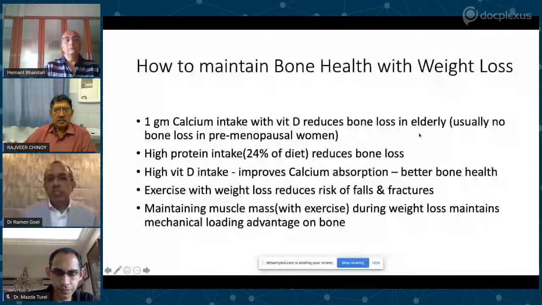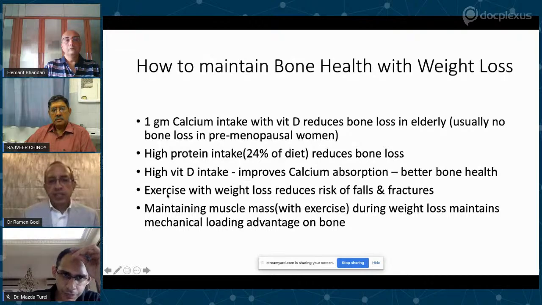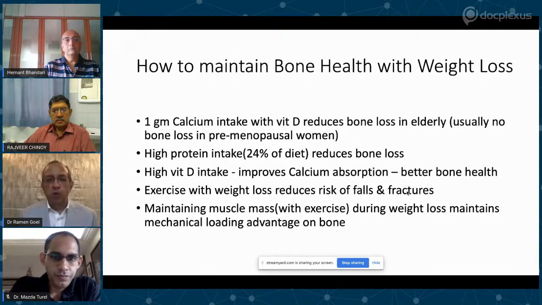If they take this, the bone mass reduction doesn't happen to that extent. If they have enough proteins, which should be at least about 24% of the diet, it helps in reducing the bone loss. If they have enough vitamin D, it improves the calcium absorption, so they have better bone health. And if they are exercising, and we have discussed exercise, with weight loss, it reduces the risk of falls and fracture because it improves the balance of the person, and it gives strength to the bones.